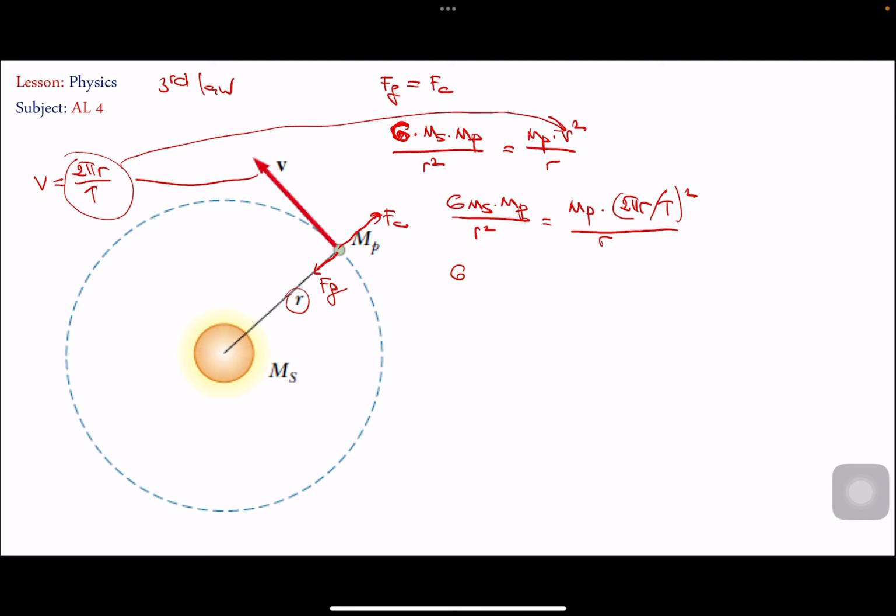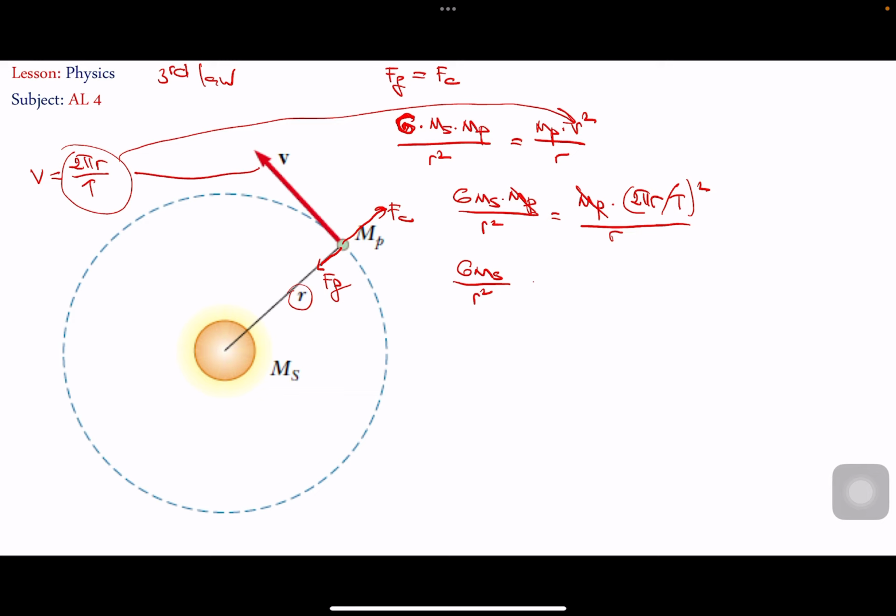So G times mass of Sun, I simplify the mass of planet, over r squared will be equal to 4π squared times r squared over r times T squared. So one of the r is simplified. So I'll have here T squared will be equal to 4π squared over G, capital G, universal gravitational constant, and mass of Sun, multiplied by r cubed.